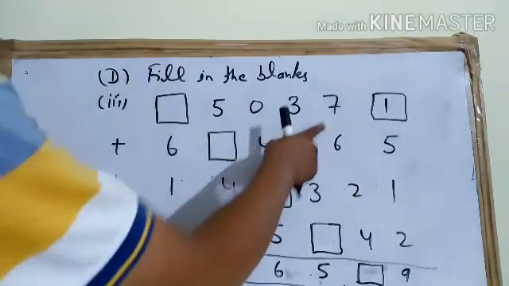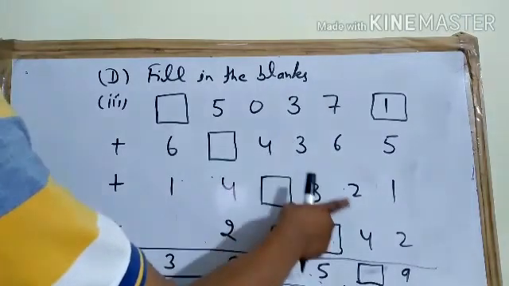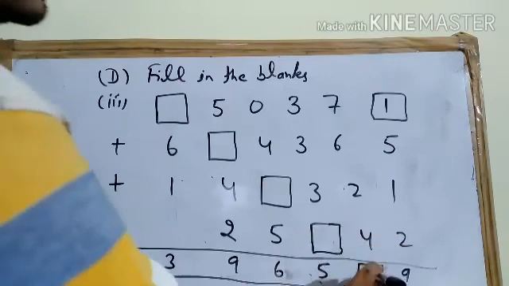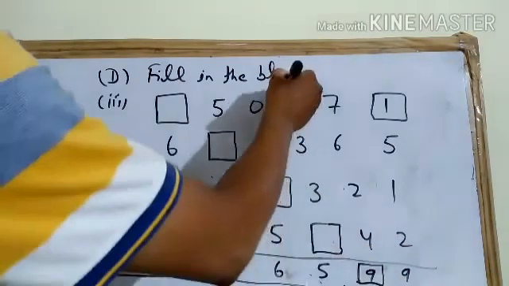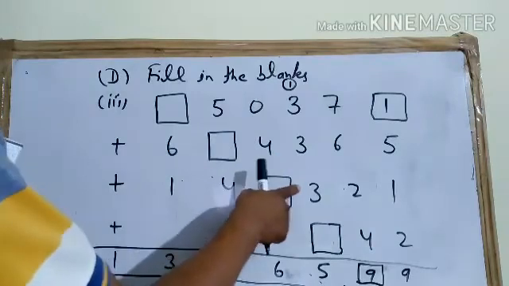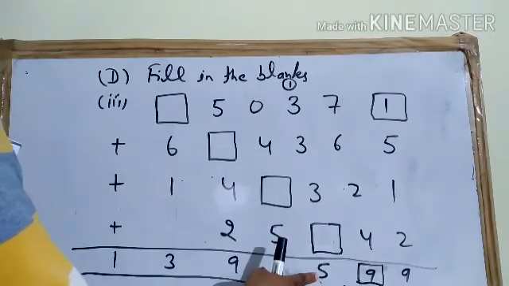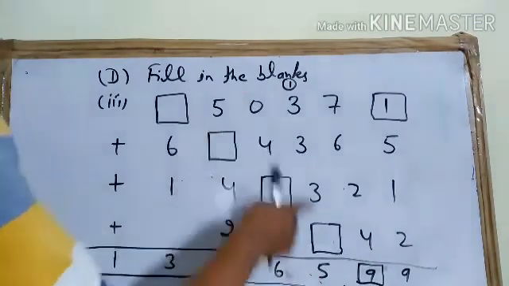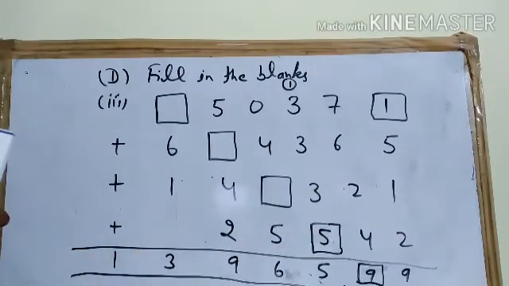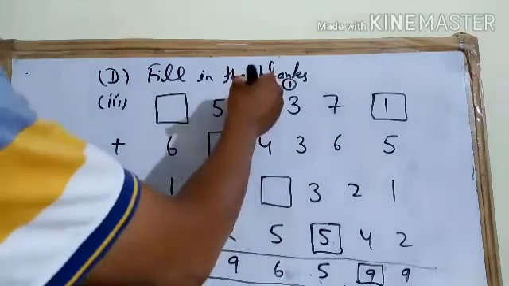Then 7 and 6 13, 13 and 2 15, 15 and 4 19, and 19 gives you only 9, and 1 carry to go that side. 1 and 3 4, 4 and 3 7, 7 and 3 10, 10, and you want to make 15, and for 15 you need here 5. So then you will get again 1 carry here.